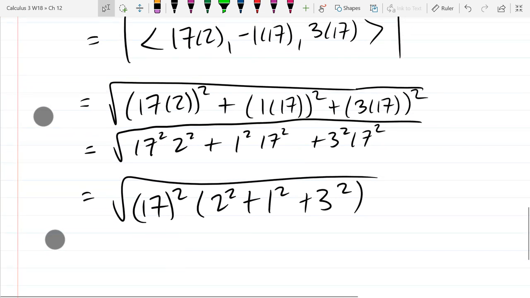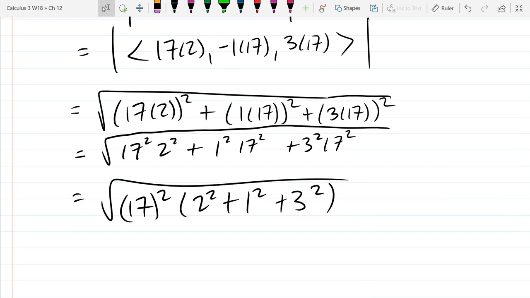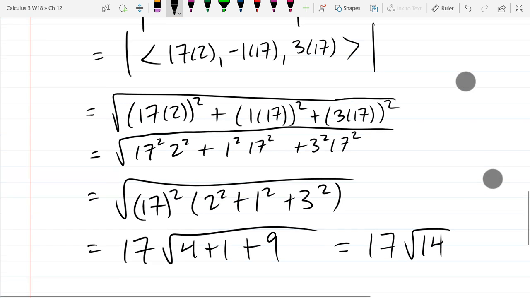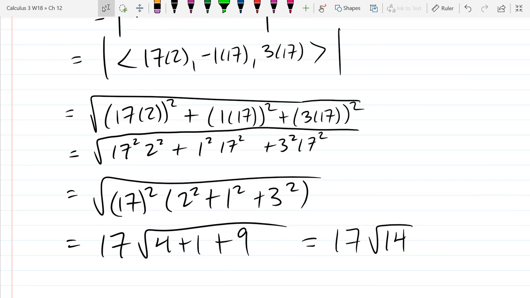And what can I do here? Bring the 17 outside the square root. So 17 is outside the square root, and then I just have 4 plus 1 plus 9, 14. Square root of 14. See, no calculator necessary.